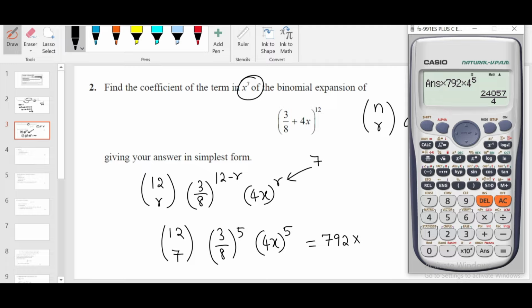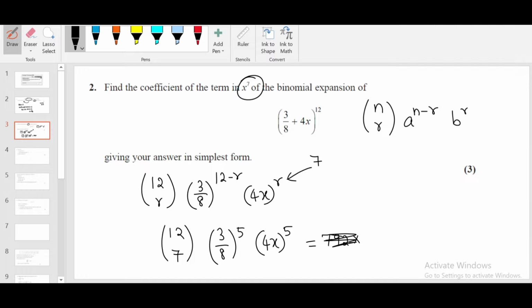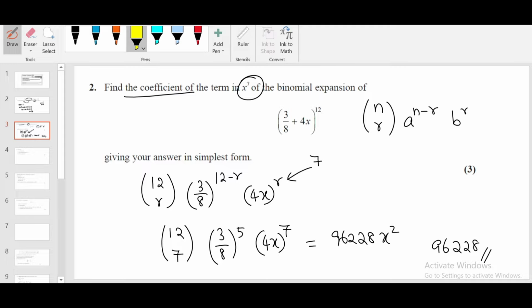Sorry, it should be 4 power 7, right? Not 4 power 5. So I'm going to multiply again by 4 square. 96228. So this should be power 7. So it's going to be 96228x to the power 7. They want the coefficient actually, so just write it as 96228. That's the answer. 3-mark question. So don't ever sit there and write the whole expansion till x power 7. You need to write the general term.